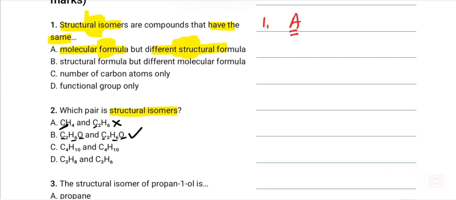But we will look at the structure when we do it. Let's look at C. There are 4 carbon atoms, 10 hydrogen, and 4 carbon atoms, 10 hydrogen, which means even C can be a correct answer. Now let's draw the structure for B. The molecular formula is the same for both, but we must see what the structure does.